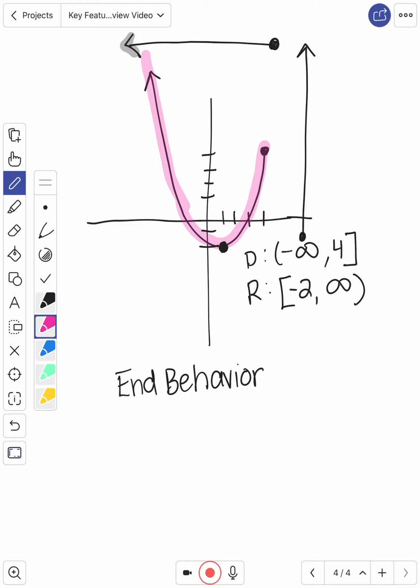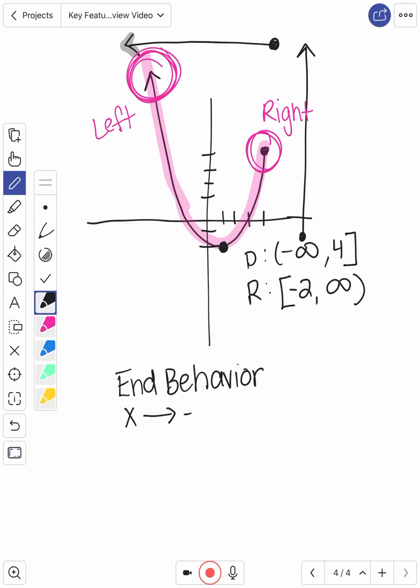So where are my ends? Here's my left end. Here's my right end. My right end is going to be different because my right end is an actual point. As I go to the left, as x approaches negative infinity, it is going to go up. That one's pretty simple. That one's still going to be going to positive infinity. So this is left and up.